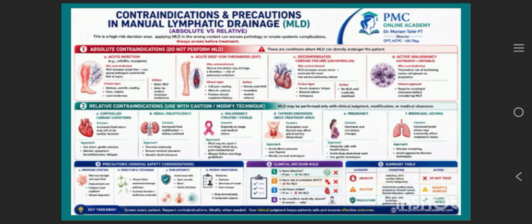Next is thyroid disorders, like a neck treatment area. The concern is that stimulation over the thyroid may affect gland activity, which is theoretical. The approach is to avoid direct pressure over the thyroid and modify cervical techniques. Next is pregnancy. The concern is that hormonal and circulatory changes occur here.